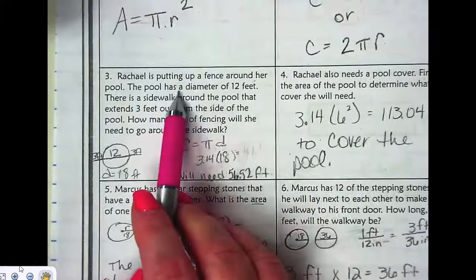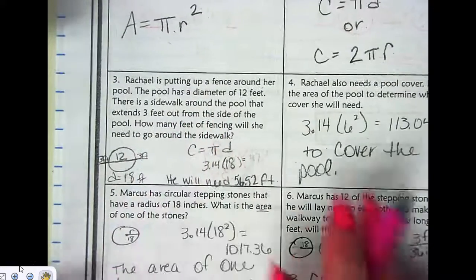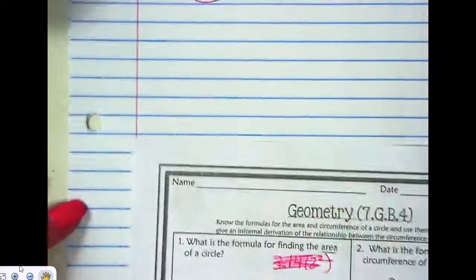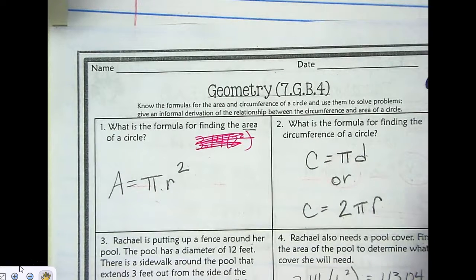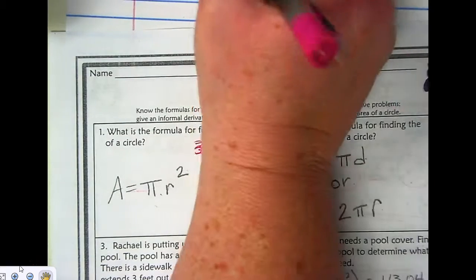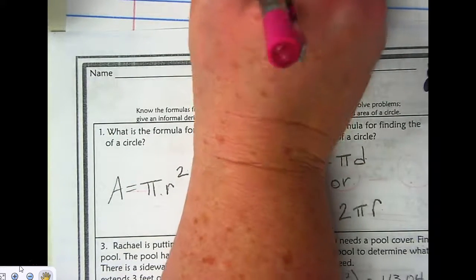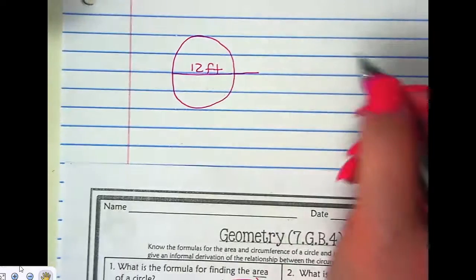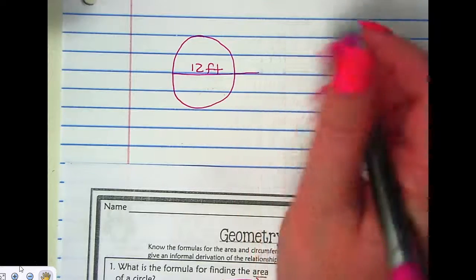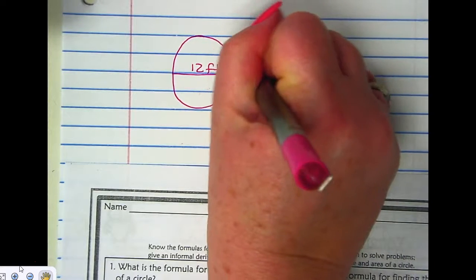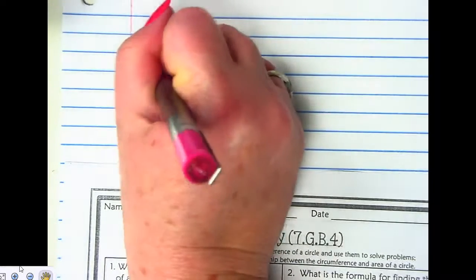3. Rachel is putting up a fence around her pool. The pool has a diameter of 12 feet. So let's think about this. I had to draw a picture. The diameter of the pool all the way through the middle is 12 feet. There's a sidewalk around the pool that extends 3 feet out from the side of the pool. So we're going to have a sidewalk that goes all the way around the pool, and it's going to be 3 feet out. So here I've got to add 3 feet, and here I have to add 3 feet.